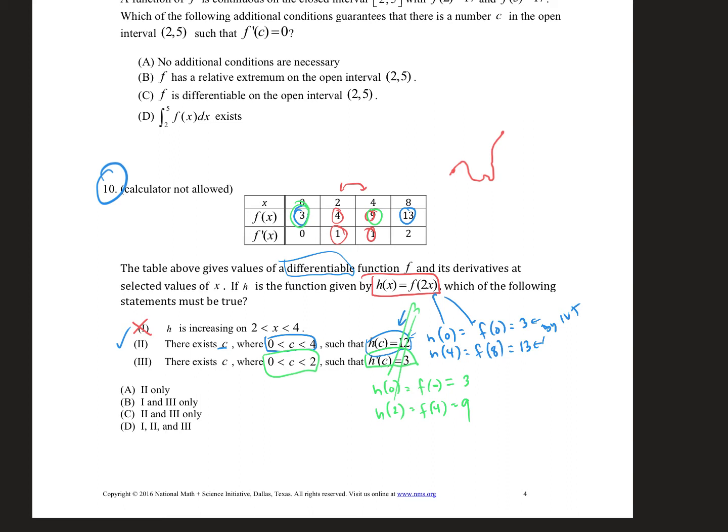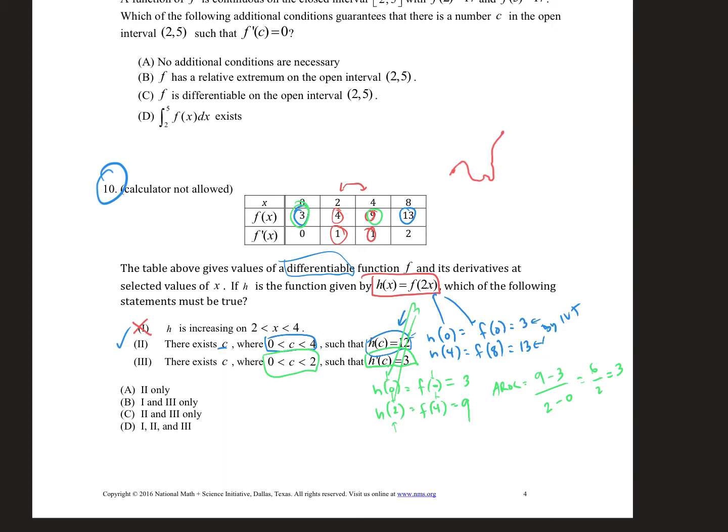So mean value theorem says if I find the AROC, which would be the change in y over the change in x. Now don't let that fool you. The change in x is not the change in the x's plugged into the f, but the original x's we plugged in to start with. That would give me 6 over 2, which is 3.